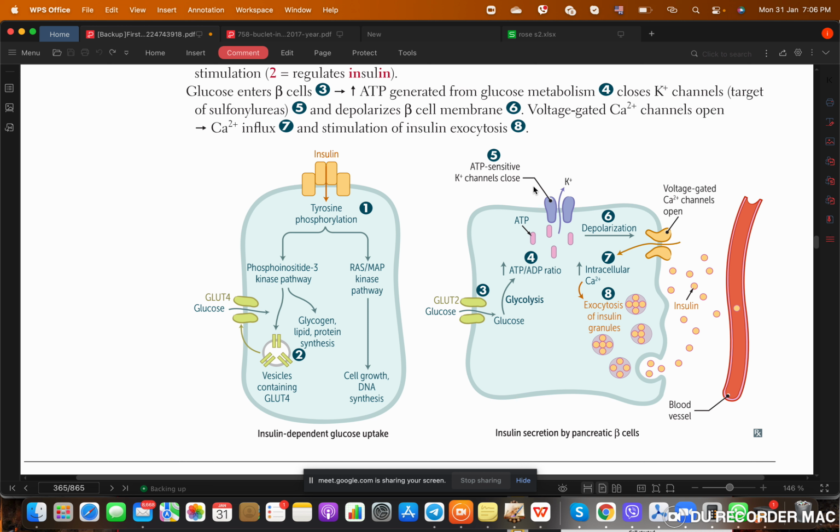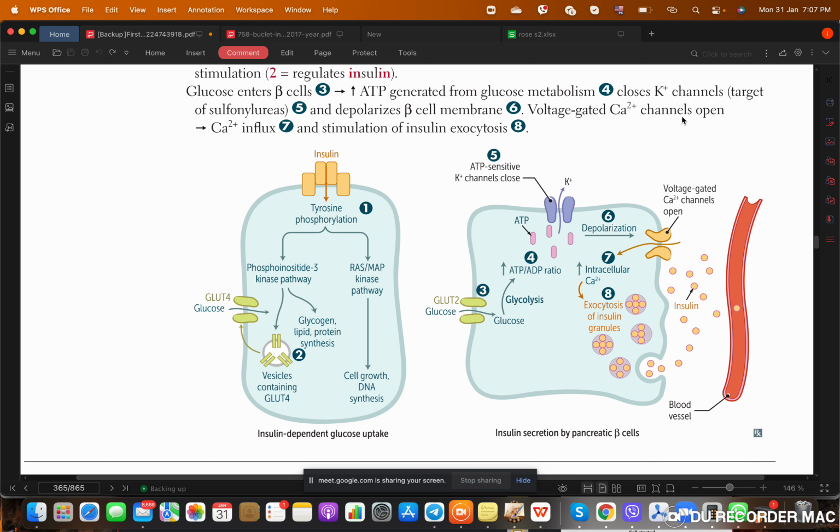How come? Well, the potassium has a positive charge, and when it increases inside of the cell, this is going to lead to depolarization. Eventually, the voltage-gated calcium channel will be opened, and some calcium will be going in, increasing the intracellular calcium level. So they write, closes potassium channels, target of sulfonylurea, and depolarizes the beta cell membrane.